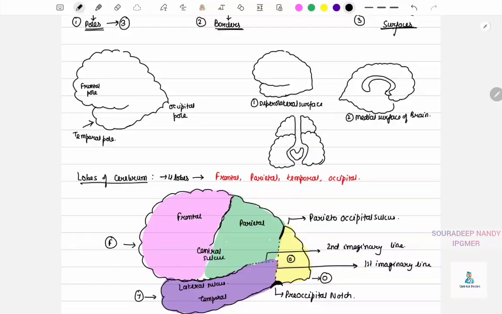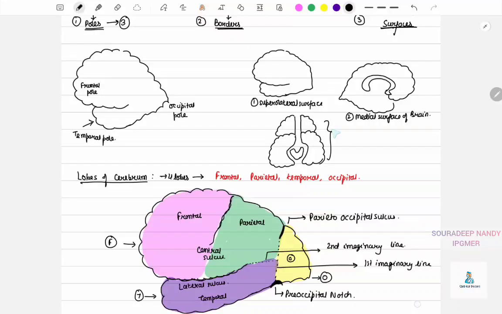So here is the inferior surface. The inferior surface is divided into two surfaces. So the whole of it is the inferior surface. It is again divided into 2 surfaces. One is the orbital surface, another is the temporal surface. Why is it named orbital? Because it just lies over the orbital plate of the frontal bone. That's why it is called the orbital surface.